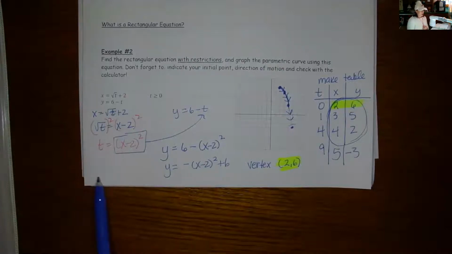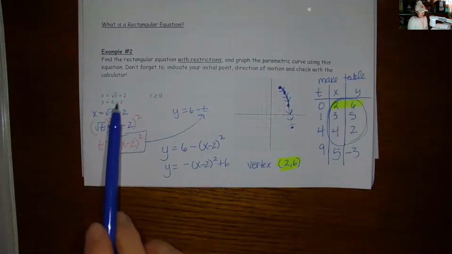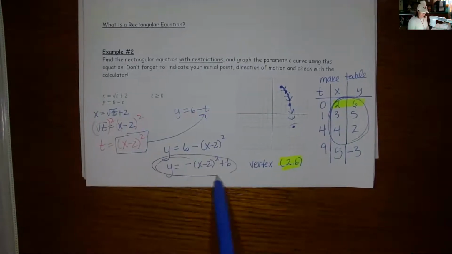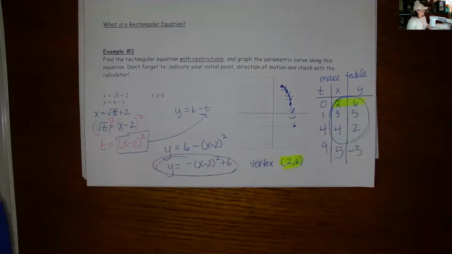So I want you to think about what you know. You can pick times and plug them in and make a table and get your x and your y, right? Or you can solve one of the equations for time, and then you can plug time in and you have a y equals. This is your rectangular equation. It's what you're used to. You got time out of there. Do we get the same picture with this equation that we get with this table? We do, right? They back each other up.